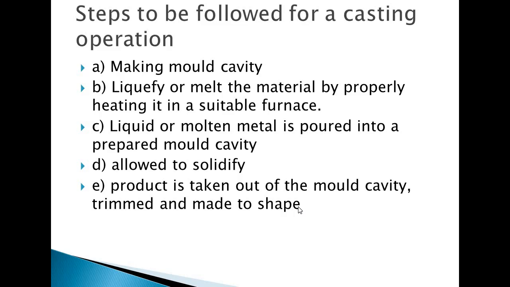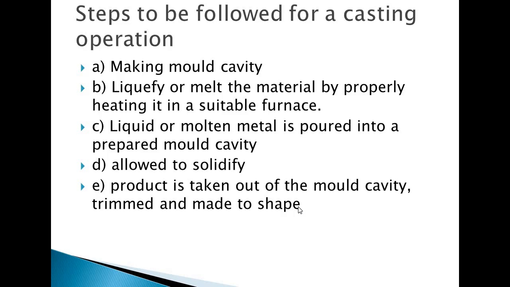So making a mold cavity is the first step of the casting operation. Second, liquefy or melt the material by properly heating it in a suitable furnace. What type of material you want to cast, that material we require to melt suitably. We have furnaces; it can be an electric furnace or an induction furnace. In such furnaces we melt the material, and when we melt it, it converts into liquid form.